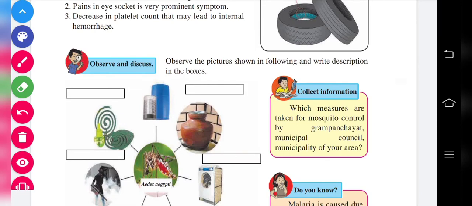Next, observe the picture shown below and write a description in the boxes. What do you observe in this picture?